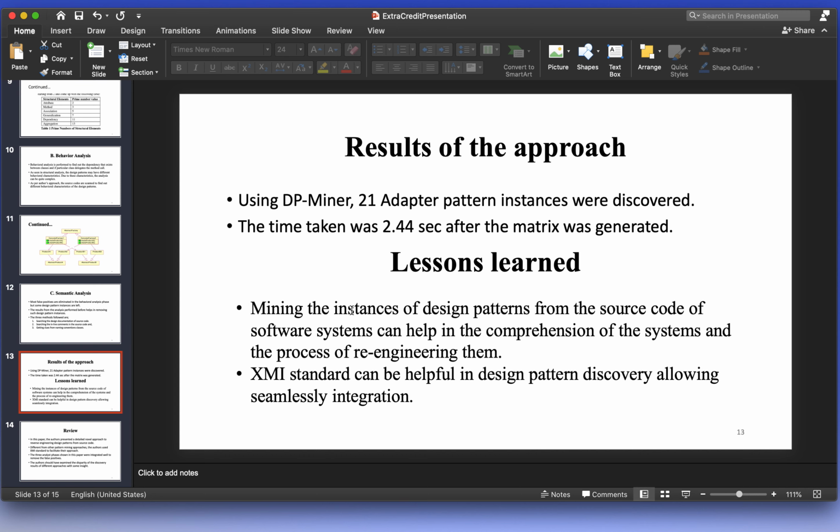Alright, so the results using DPMiner: 21 adapter pattern instances were discovered. The time taken for discovering these instances was 2.44 seconds after the matrix was generated. Some lessons that were learned: mining the instances of design pattern from the source code of the software system can help in the comprehension of the systems and the process of re-engineering them. XMI standard can be helpful in design pattern discovering, allowing seamless integration.